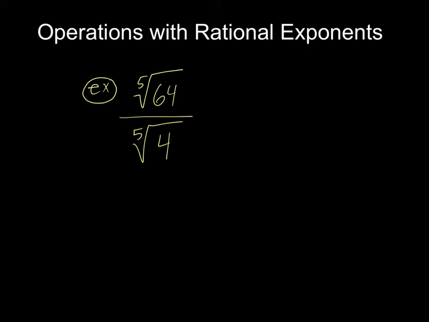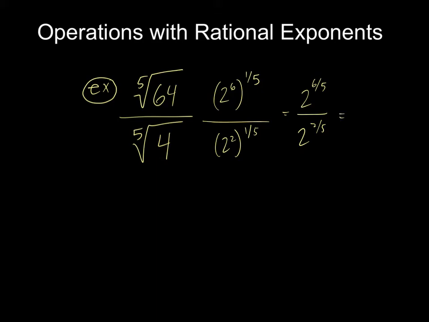Okay, and here's something similar. We have the fifth root of 64 over the fifth root of 4. Because of the nature of these numbers, 64 and 4, our best bet is going to be to think of prime factors and just break it down into smaller bases. 64 is 2 to the 6th, and the fifth root is the 1/5 power. 4 is obviously 2 squared to the 1/5 power. So that's 2 to the 6/5 over 2 to the 2/5, and 6/5 minus 2/5 is 4/5.